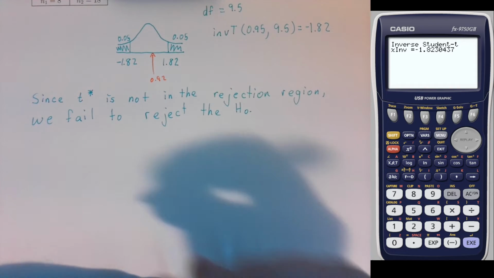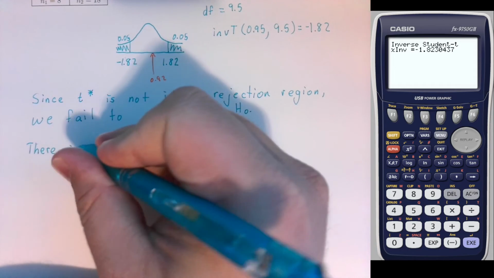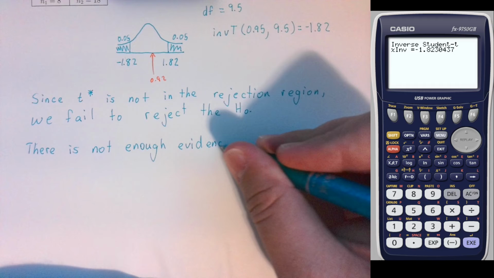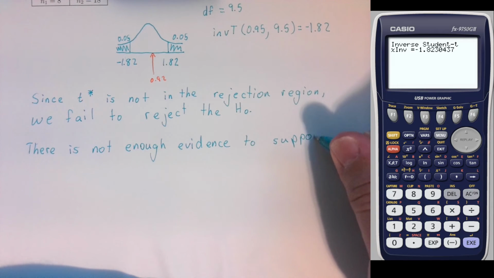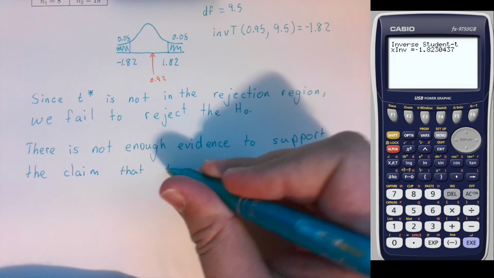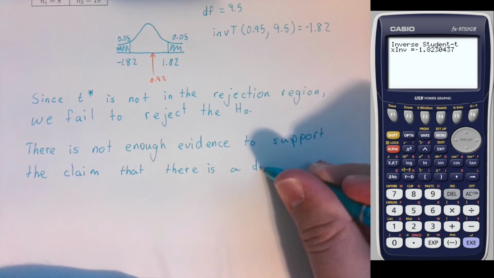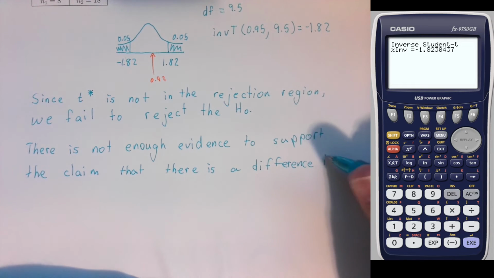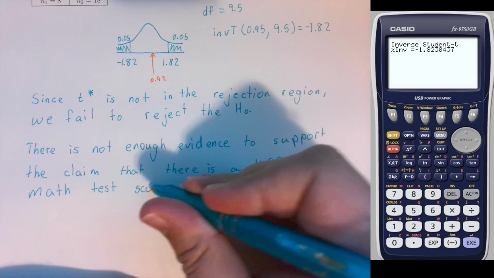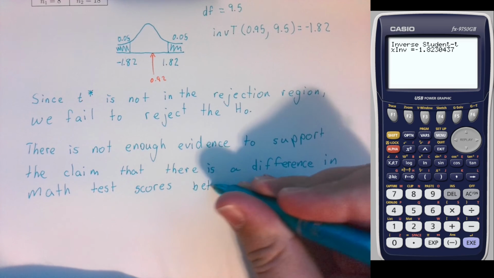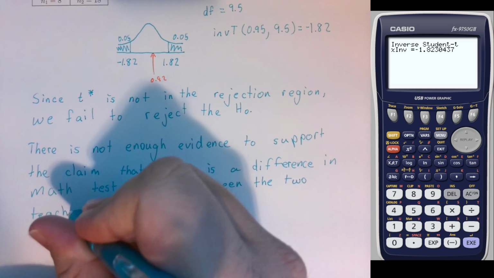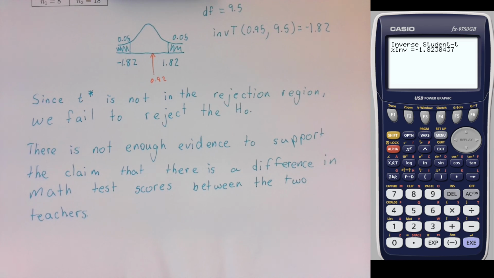And since our claim was the alternative hypothesis, there is not enough evidence to support the claim that there is a difference in math test scores between the two teachers. And that is it for example 1.